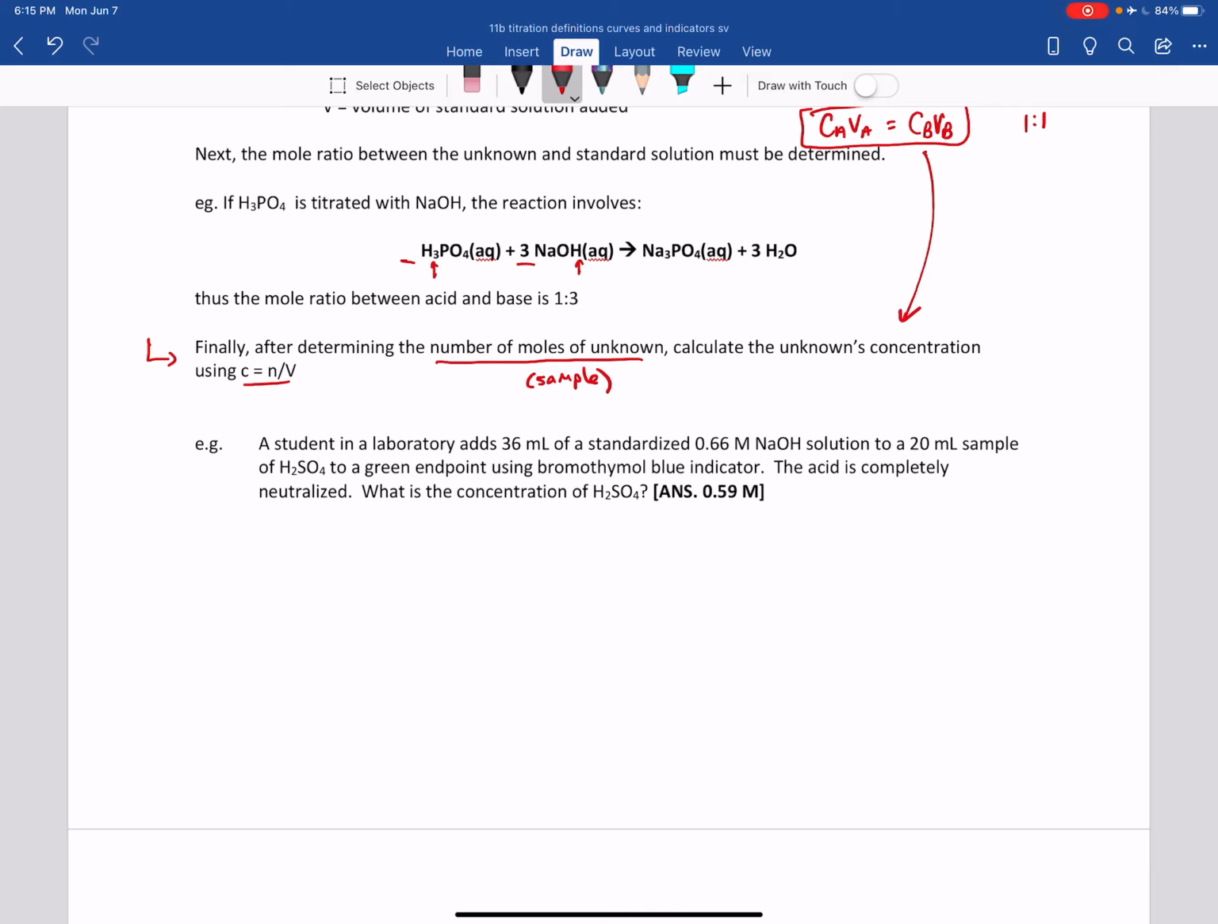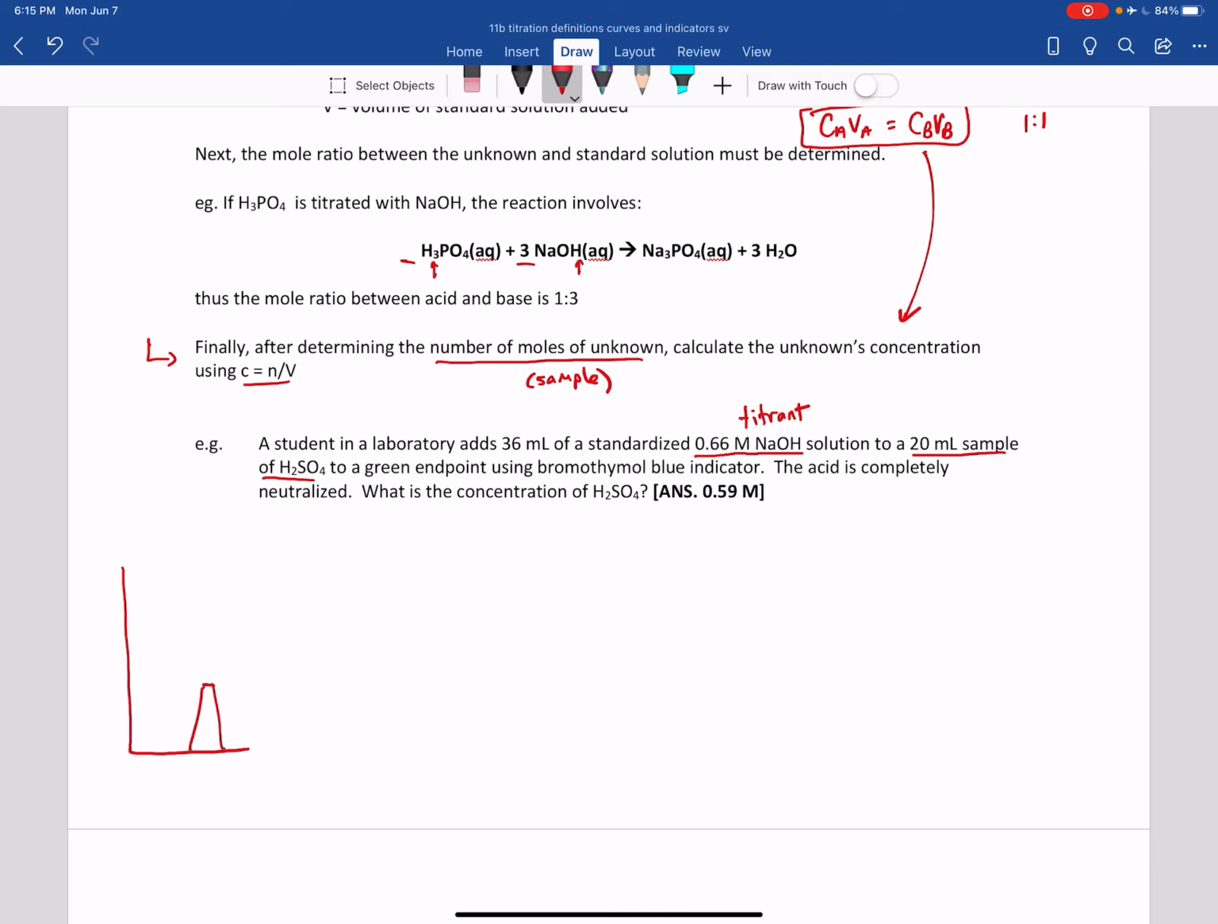So let's look at an example. A student in a laboratory adds 36 milliliters of standardized 0.66 moles per liter NaOH solution. So because we have a concentration for that, that makes it our titrant. So the titrant's a base. Then we're told that we used a 20 milliliter sample of sulfuric acid, excuse me. So let's draw a little diagram of this.